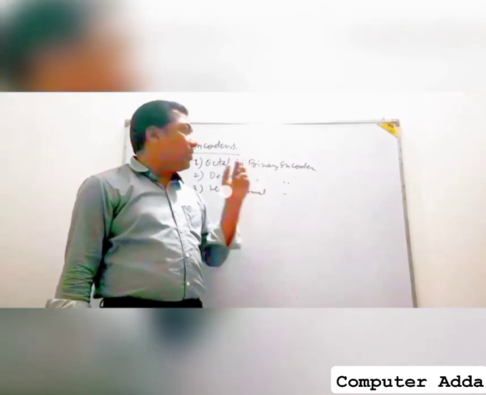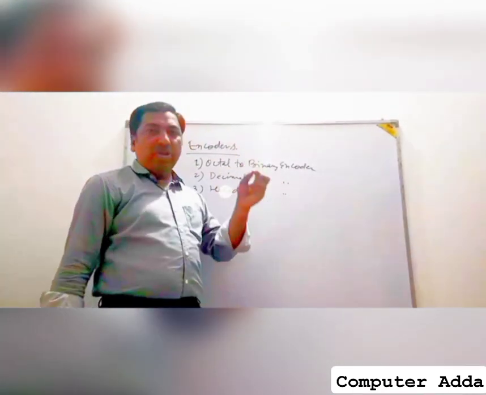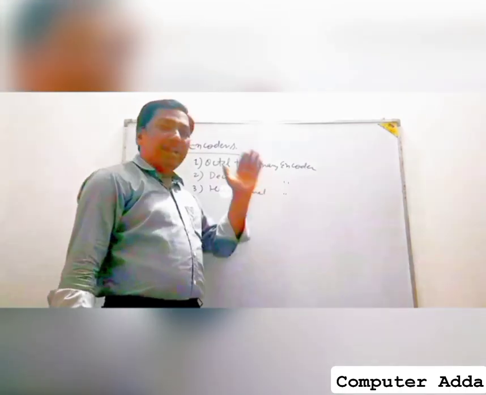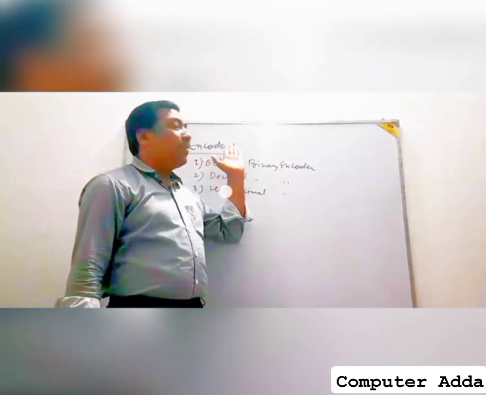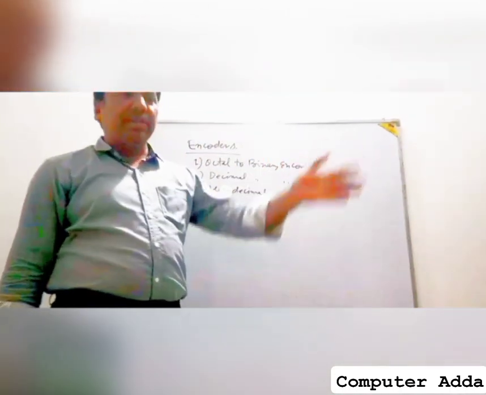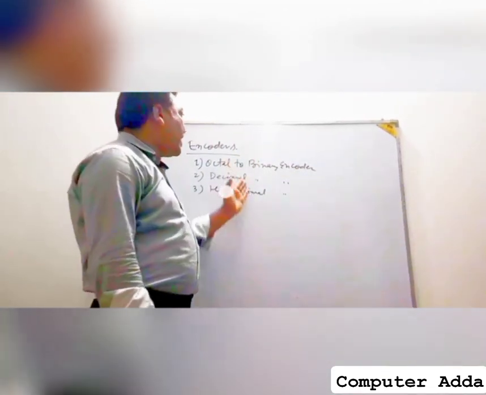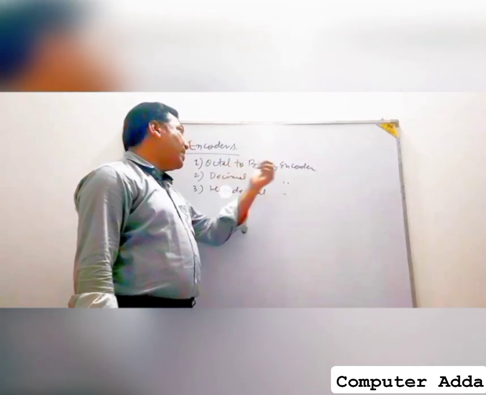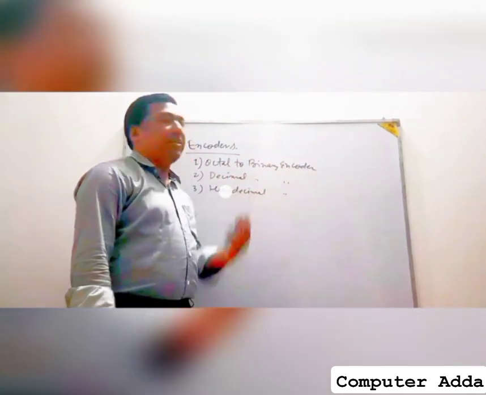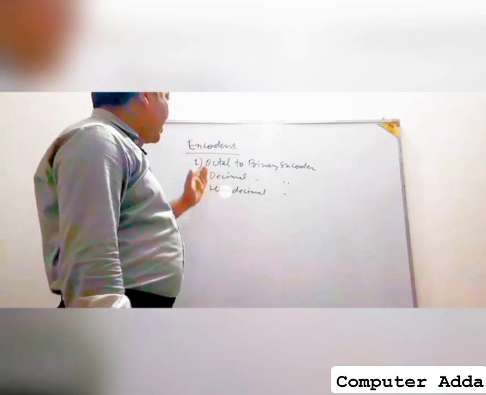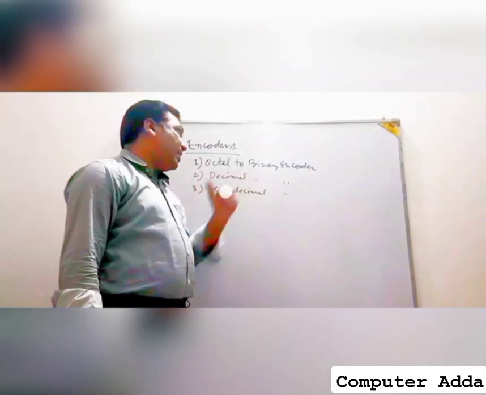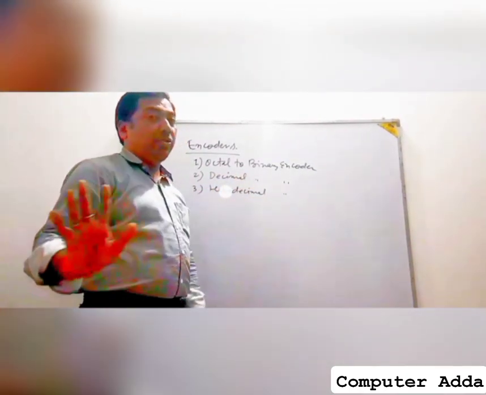As soon as we type the input in decimal form, inside the keyboard there is an encoder circuit that converts the decimal input into which form? Binary form. So there are three types of encoders: octal to binary, decimal to binary, and hexadecimal to binary. Any one I will teach today. So I will start with the decimal to binary encoder.